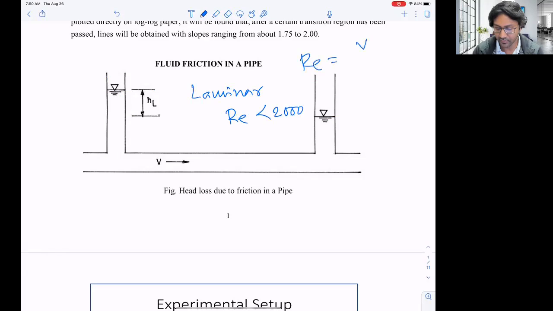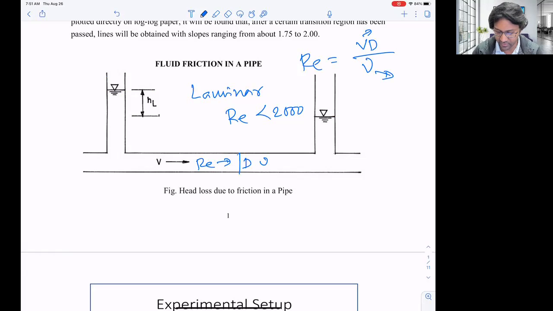Re is nothing but Vd divided by nu. V is the velocity. For example, we are going to calculate Re. What is the Reynolds number here? So we need the velocity V here, we need the diameter D at that location, and we need the kinematic viscosity nu for that temperature, because it depends on the temperature. That's why we need that kinematic viscosity.